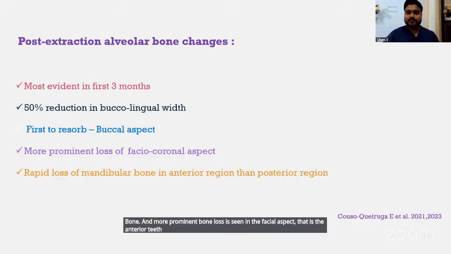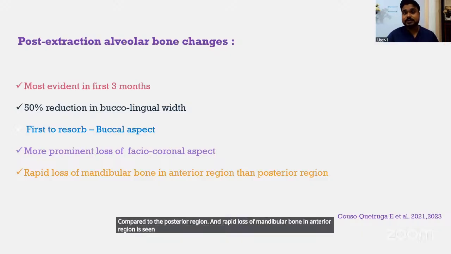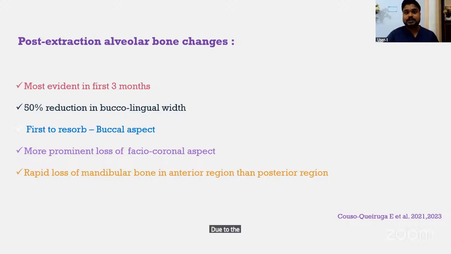If we observe, for example, when 1-1 is extracted in a patient and 3-6 is extracted, and we see the patient after 1 month, we can observe severe bone loss in the anterior region compared to the posterior region. Rapid loss of mandibular bone is seen in the anterior region more than the posterior region due to the bone structure and the limited bone arch size in some patients also.